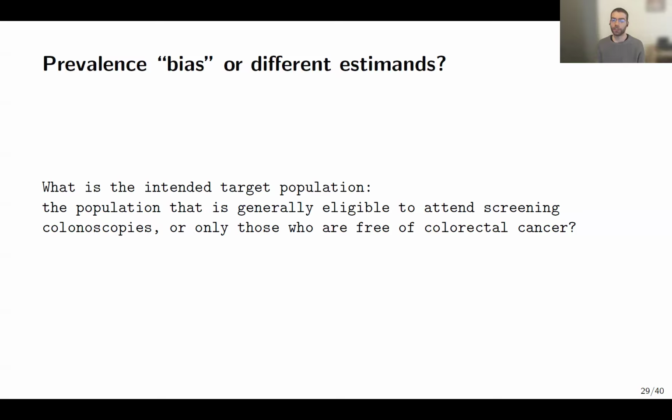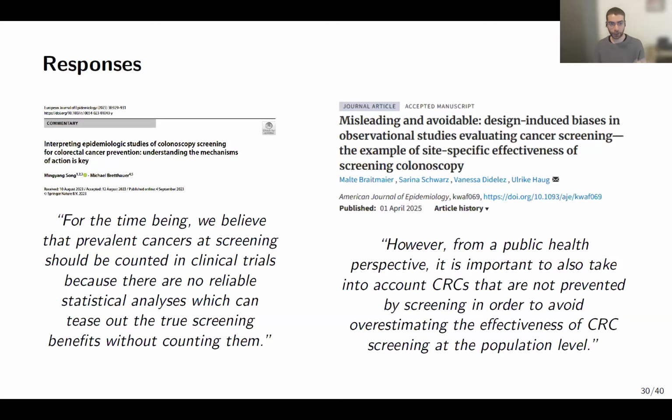And this debate is unclear, so there are different opinions on which target population we should aim for. For example, in this commentary from Song and Brett Tower, who is one of the original authors of the Nordic trial, they acknowledge that the presence of prevalent cases is a problem, but they do not believe that there are reliable statistical analyses to tease out these two components of the screening procedure, and so they believe that it's safer to stick with the analysis as reported in the Nordic trial.